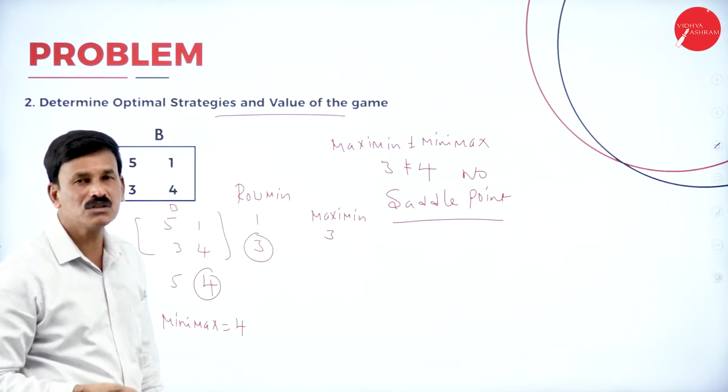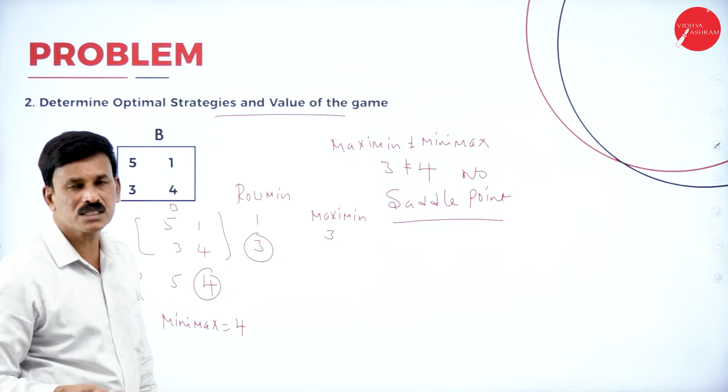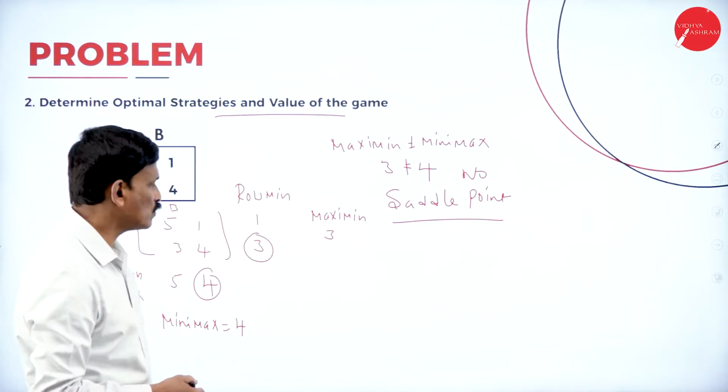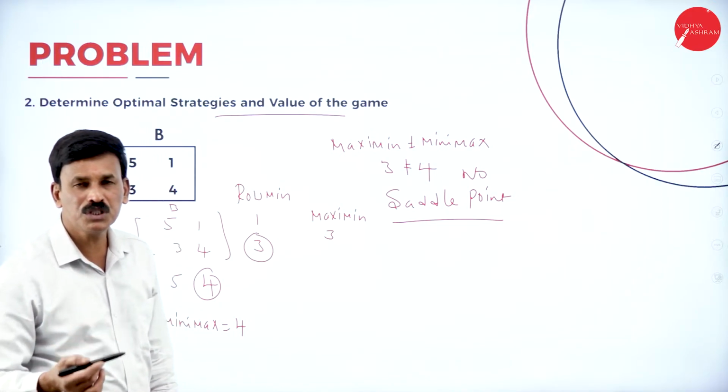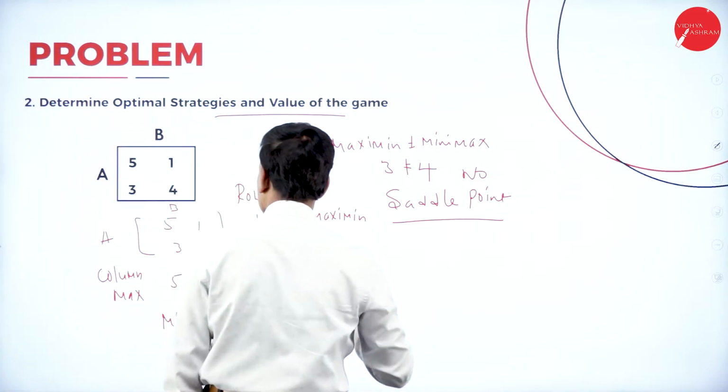Now to find the solution, to find the value of the game, again we are going to use the same procedure as what we did in the previous problem. Find out the value of P1, P2, Q1, Q2 and substitute in. Now the value of the game. Now let us come to the next page.